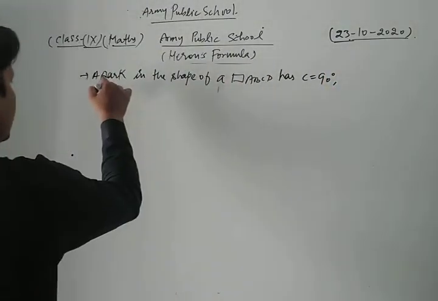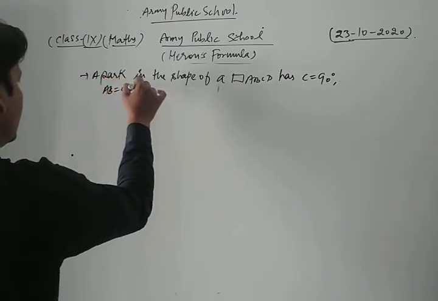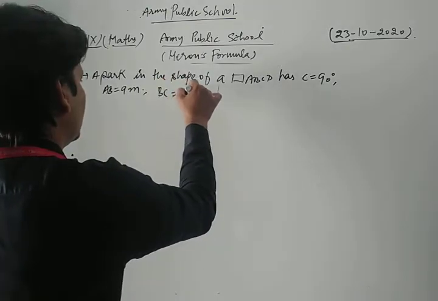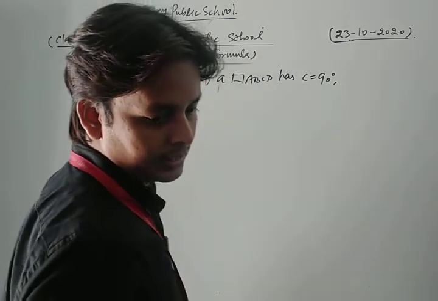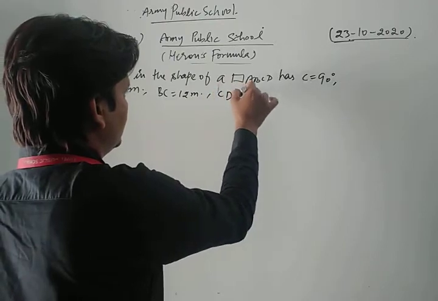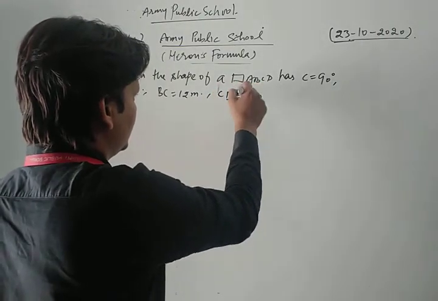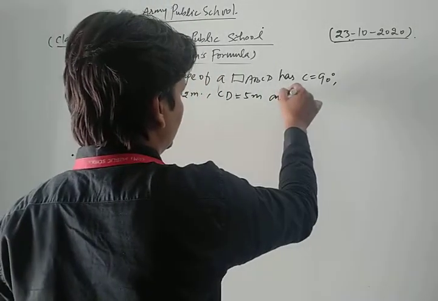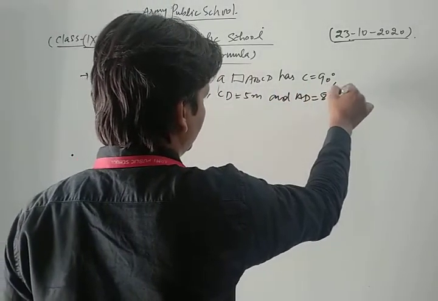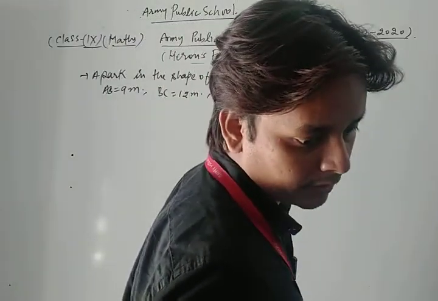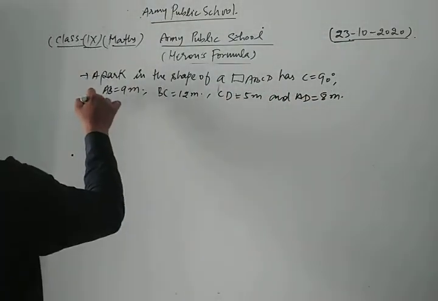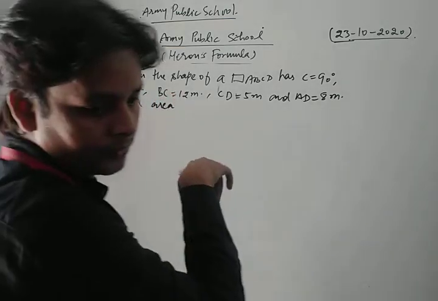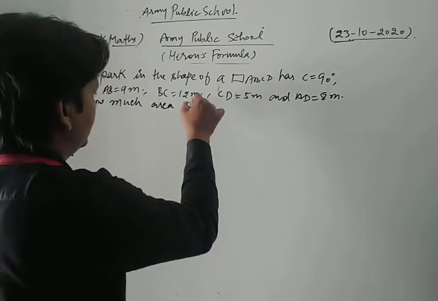AB is equal to 9 meter, BC is equal to 12 meter, CD is equal to 5 meter, and AD is equal to 8 meter. How much area does it occupy?